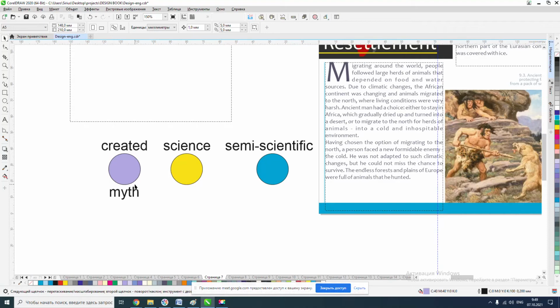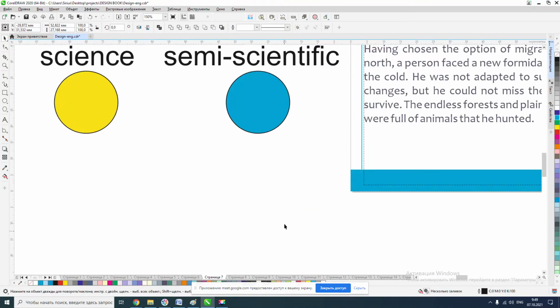Almost everything that was written in the holy books, like the Holy Bible and the Holy Quran, is mostly myth for scientists, of course, from the scientific point of view. And what is semi-scientific?